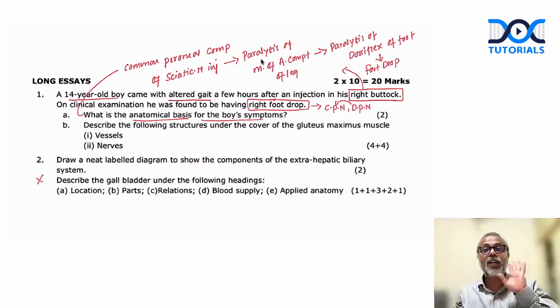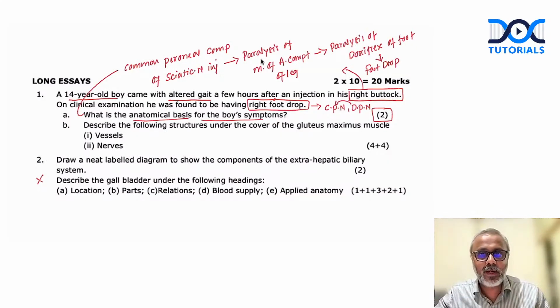Now, this is how you can write your answer, mainly because take a look at the marks that is allotted, 2 marks. So simply writing the name of the nerve will not fetch us the marks. We need to describe this flow chart, right? Intramuscular injection into buttock, possible injury of common peroneal component of sciatic nerve, possible paralysis of anterior compartment muscles, which are dorsiflexors of the foot, leading to foot drop, right? So if you can write this as a flow chart, nothing else is required. So this is the first part of the question.